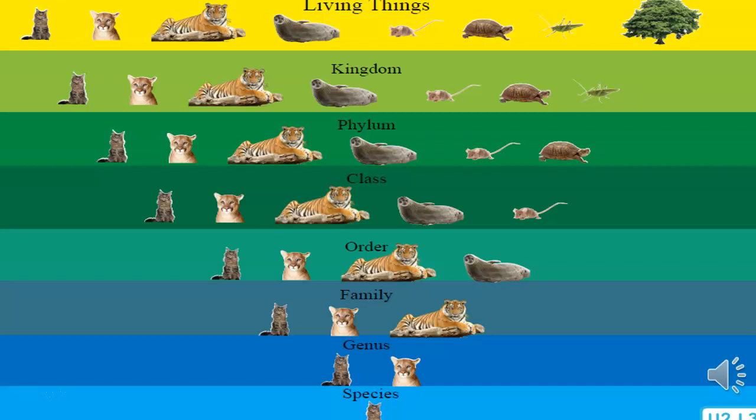In the genus row, you can see the house cat and mountain lion are more closely related than the tiger. And that very last row represents one specific animal, a species of house cat. This process of starting out with many animals and ending up with just one is called the process of elimination. As we went down the list, we eliminated or removed any animal that no longer had anything in common.